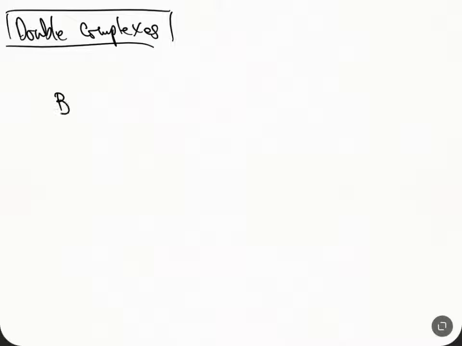So let's talk about these double complexes. So what are these things? So these are double complexes. So there's kind of two directions here. Maybe I didn't need to do parentheses there, but here, let's start with B0,0. Okay, and then we'll go up, B1,0.